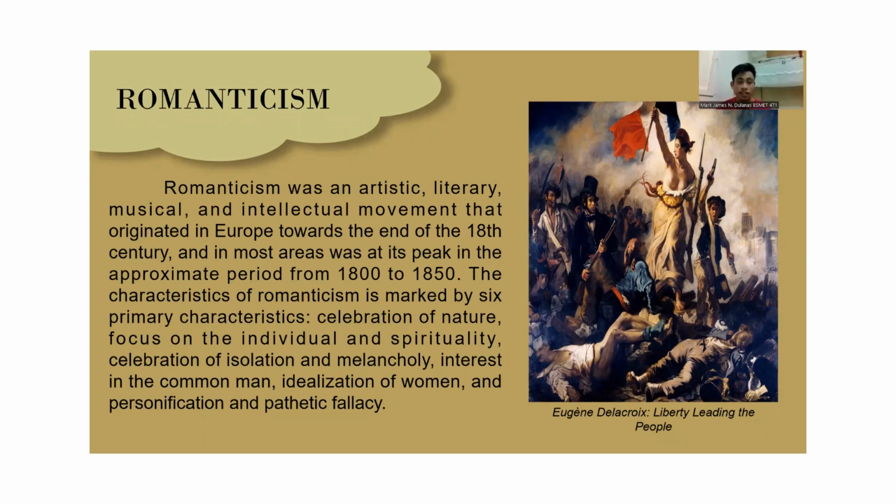Okay, good day. What is Romanticism? Romanticism was an artistic, literary, musical, and intellectual movement that originated in Europe towards the end of the 18th century, and in most areas it peaked in the approximate period from 1800 to 1850. Romanticism is marked by six primary characteristics: celebration of nature, focus on the individual and spirituality, celebration of isolation and melancholy, interest in the common man, idealization of women, and personification and pathetic fallacy.